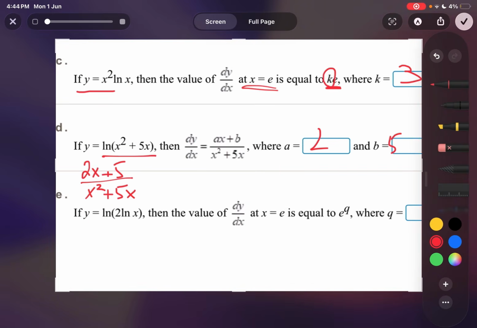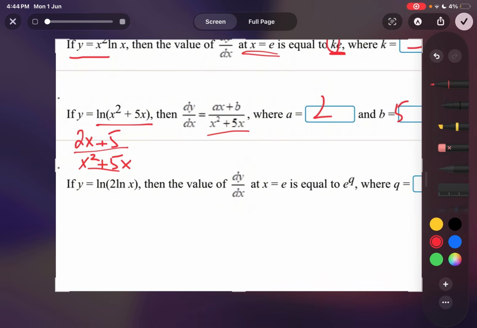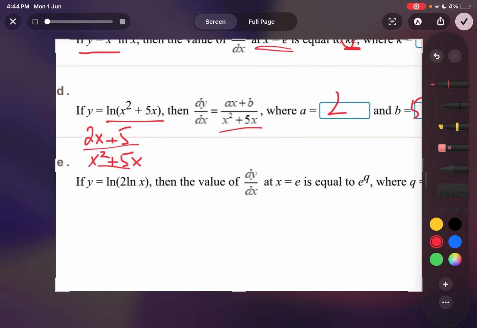And yeah, that's it. And down one is the same. Now for part E. They said if y is equal to ln of 2 ln x, find the value of the derivative at x equals e.